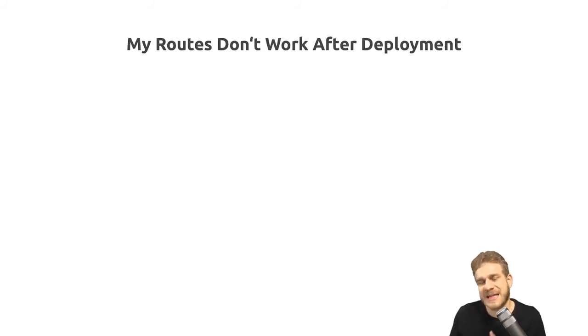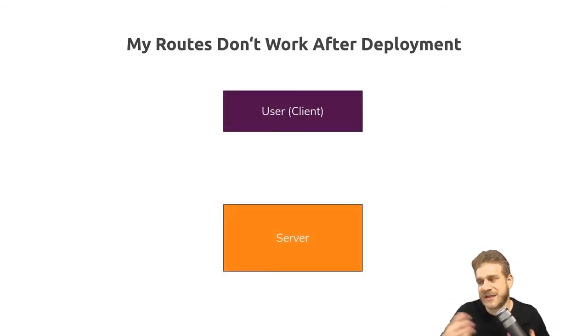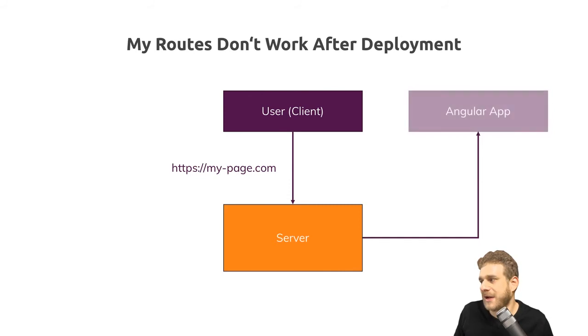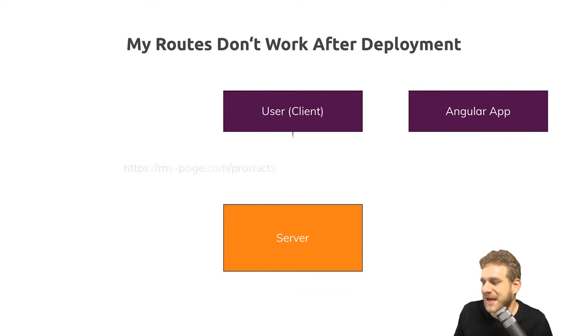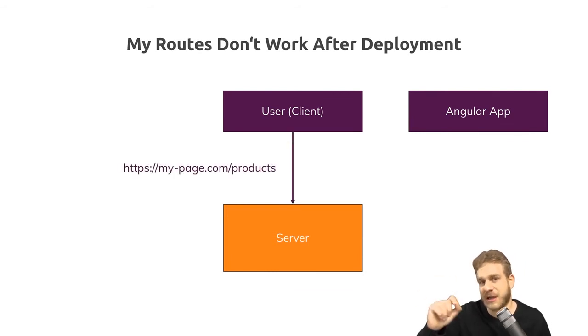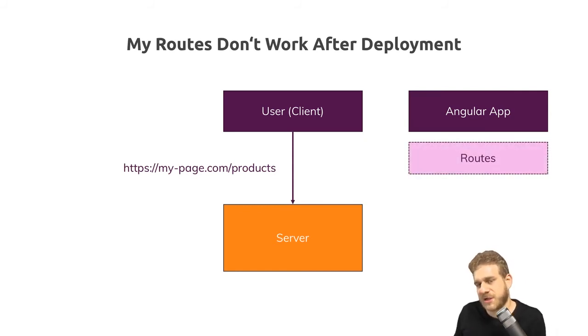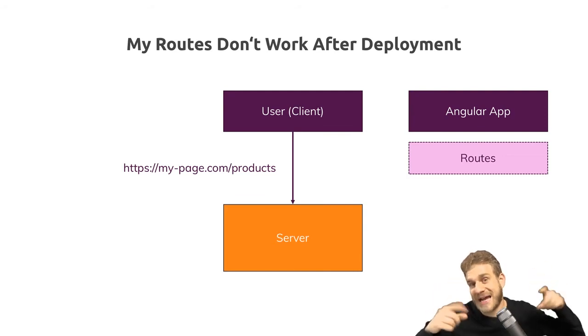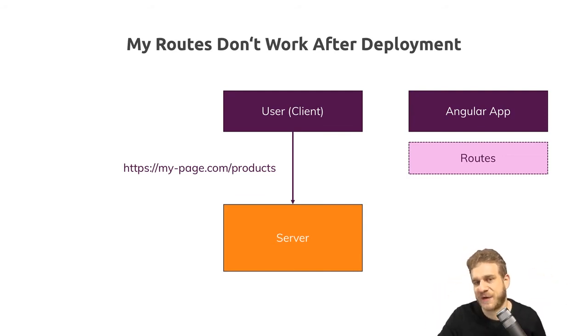Speaking of deployment, another question I see a lot is, my routes don't work after deployment. So here's the setup. We got the user, you, and the server. You enter a URL in the browser and a page with your Angular app loads. You then navigate to the products page by clicking on a link, and that page loads. This is done through the Angular router, because there you register the different pages, and since you only have one real page, the index.html file, it's not really loading a new file from the server. Angular just re-renders your page to give you the illusion of loading a new page.